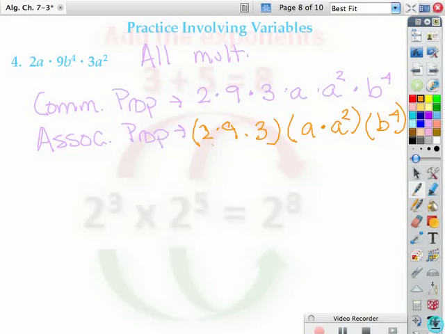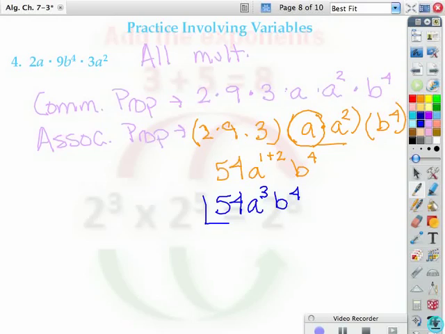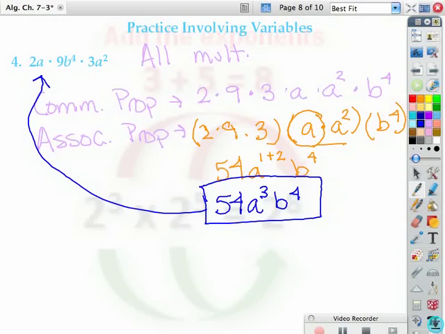So when we combine this one, we end up with a total of 54. Here we get a to the 1 plus 2, and then we have b to the 4th power. Now remember, again, no exponent is written there, but even if there is a variable, the exponent is there, it is the number 1. So when we simplify everything, we get 54 a to the 3rd b to the 4th. And this would be your simplified expression that would match your beginning expression.